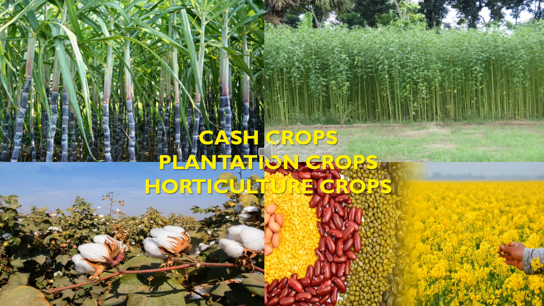So last class we have discussed about food crops. In today's class we will discuss about the cash crops, plantation crops and horticulture crops. So what are cash crops? The crops included in cash crops, then the plantation crops, the crops included in plantation crops, then finally horticulture crops, and also in which state they are cultivated more. So we will discuss this in this video.